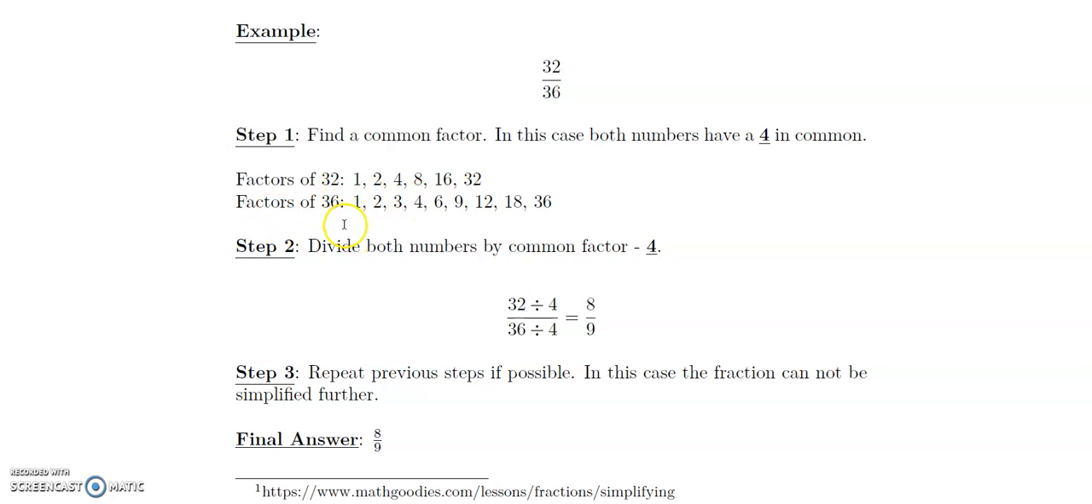So I do the same thing for 36. 1 times 36 makes 36. 2 times 18 also does. 3 times 12 does. 4 times 9 is. And we have this 6 that's left over.